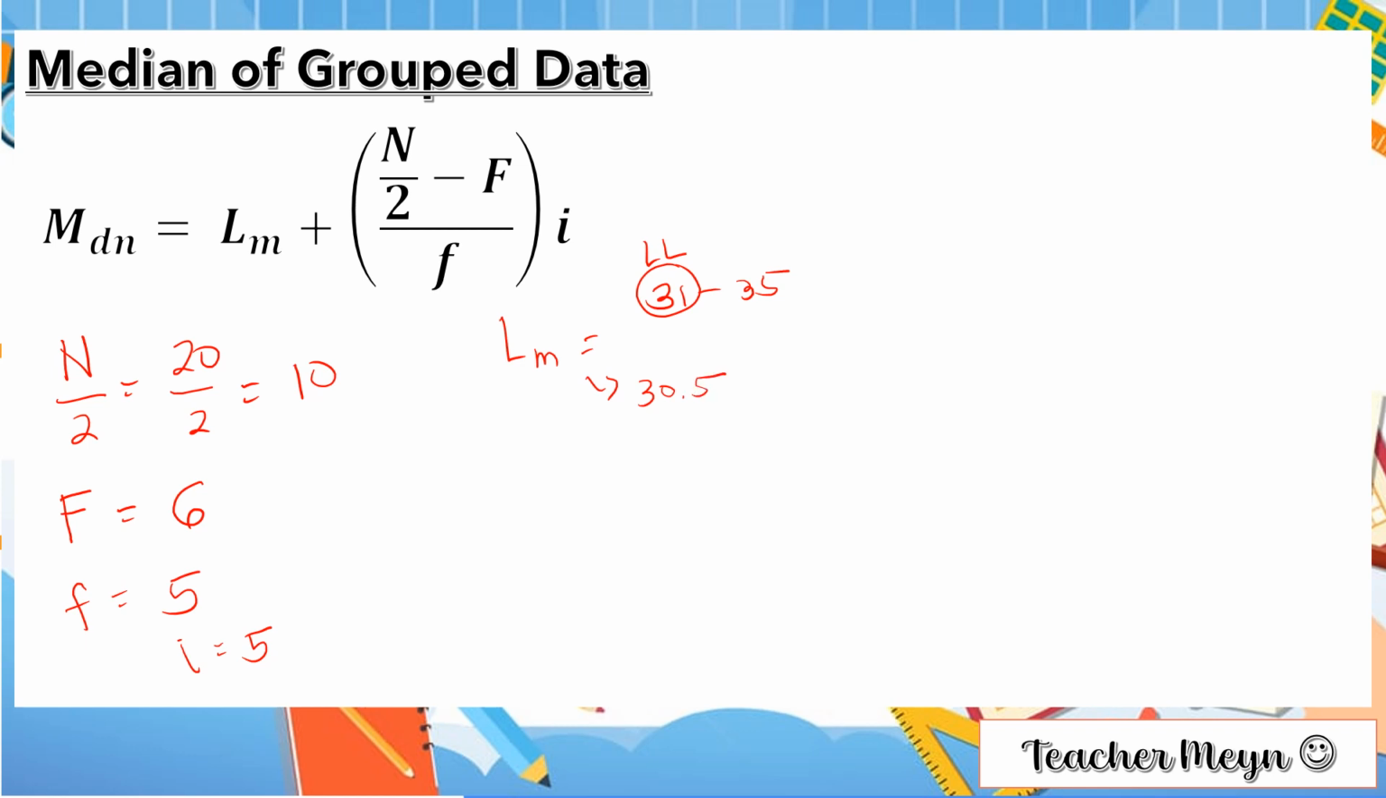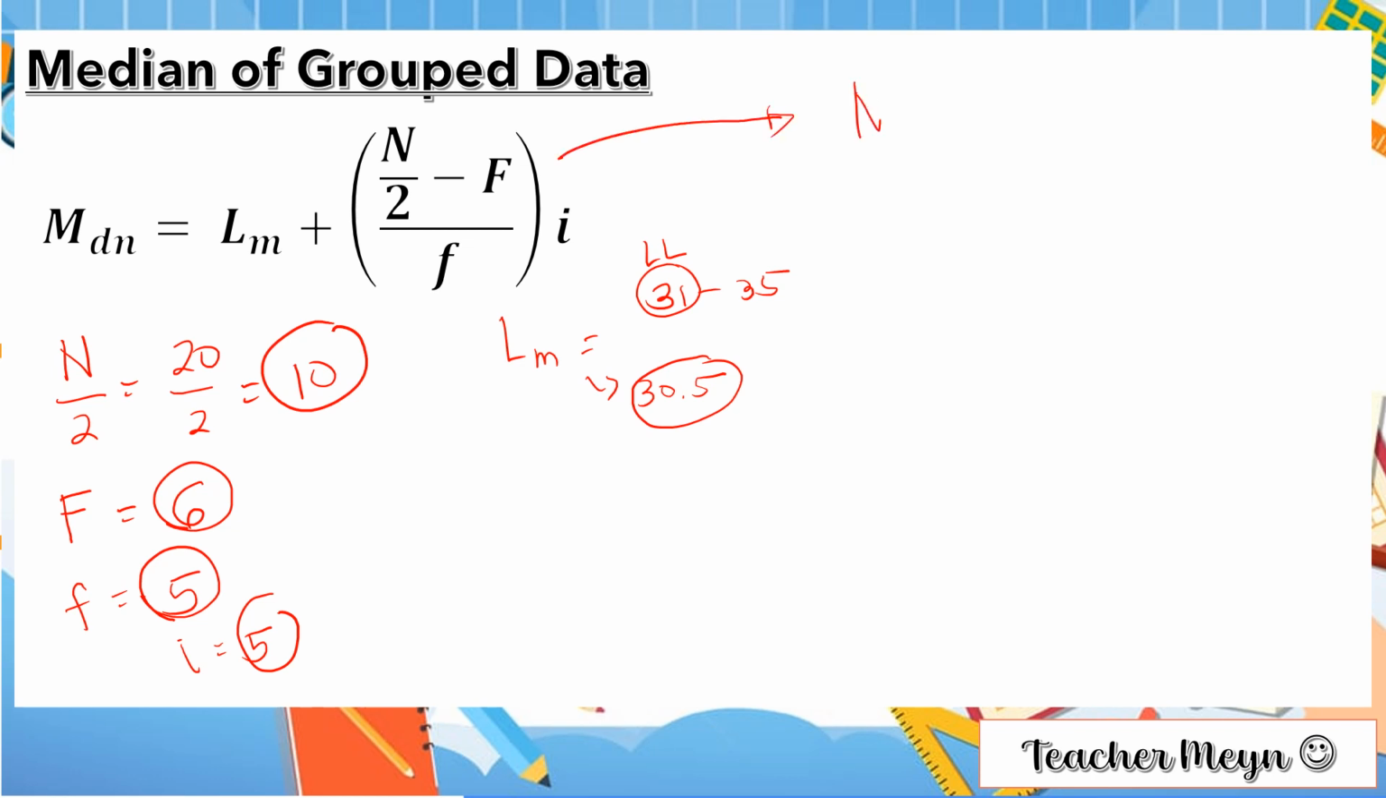So we have the n over 2, the cumulative frequency preceding the median class, the frequency of the median class, the class interval, and then the lower limit of the median class. So now we're going to substitute in this given formula. We're going to use the right side.